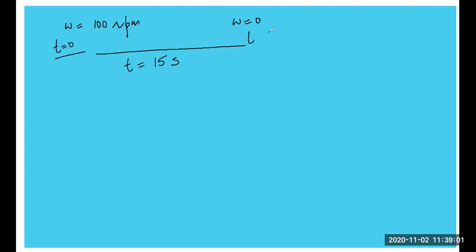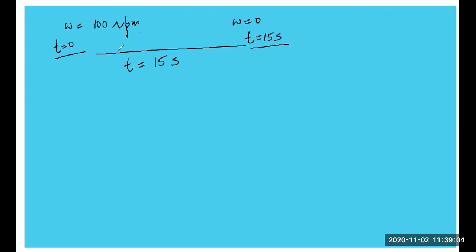Okay, students, based upon this, I can do a small numerical also. It is rotating about its axis with angular velocity of 100 rpm. This is the angular velocity, right? It comes to rest in 15 seconds. So that means omega becomes equal to 0. What is the time interval? In 15 seconds, right? Here I can take t is equal to 0. Here I can take t is equal to 15 seconds.